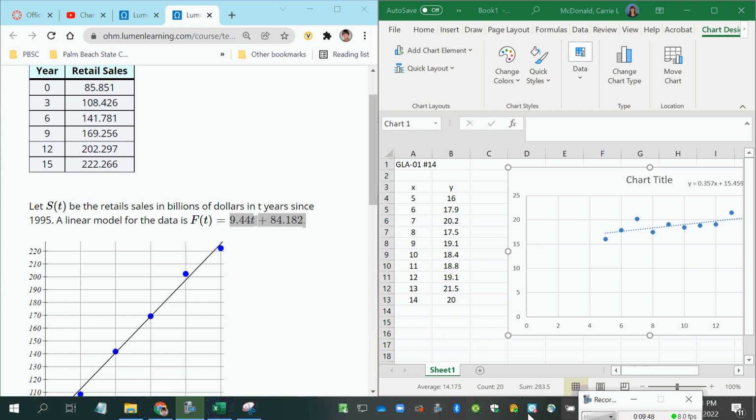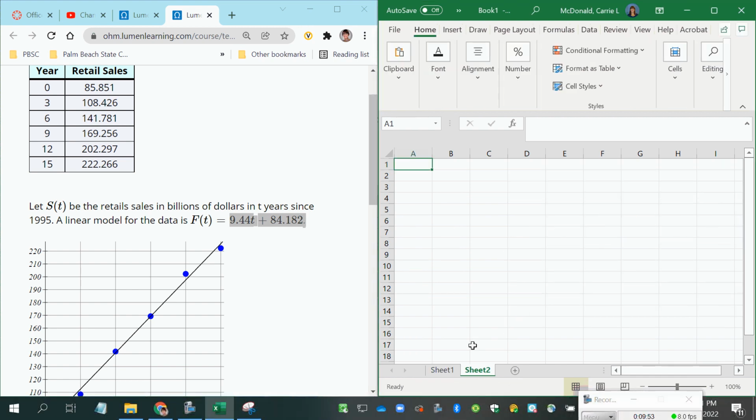I'm going to go ahead and make a new sheet. And I'm going to just put in my line equation. It's y equals, well, I guess I'll use f of t, why not? So it's sales, that's what it's representing. The sales are going to be estimated using this calculation, 9.44 times t, and then plus 84.182.